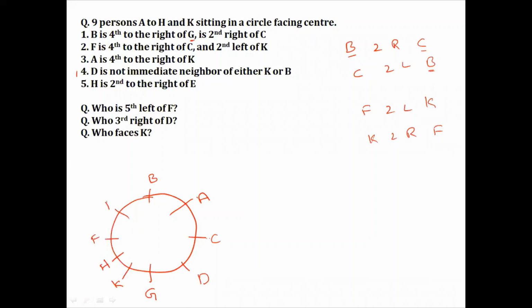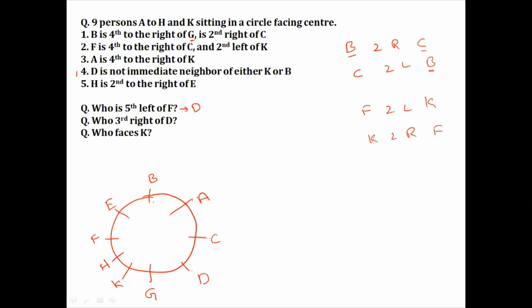So this is H and this is E. So this is the solution. Now the question is, who is fifth to the left of F? F is in the clockwise direction. Fifth to the left. First left is E, second left is B, third left is A, fourth left is C, fifth left is D. So the answer for this question is D.